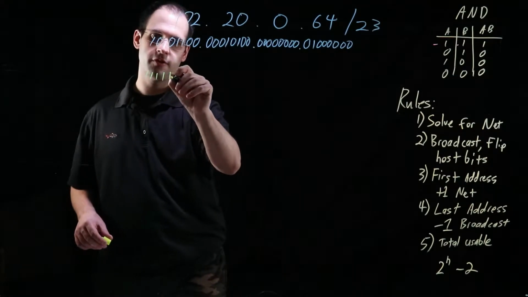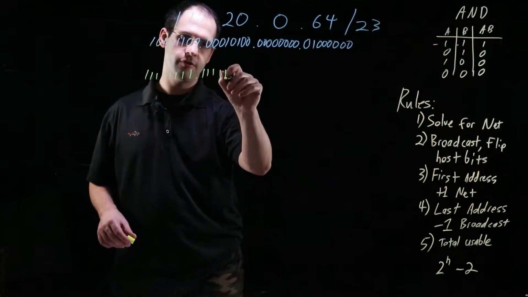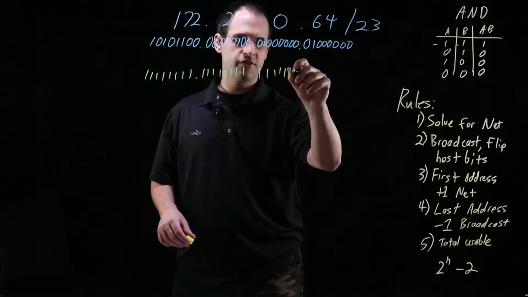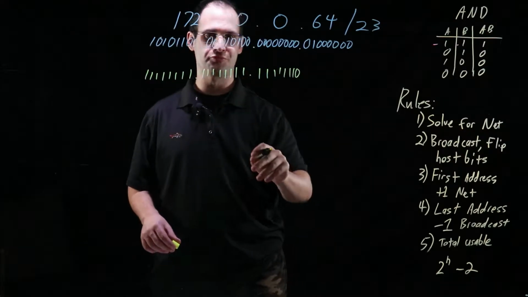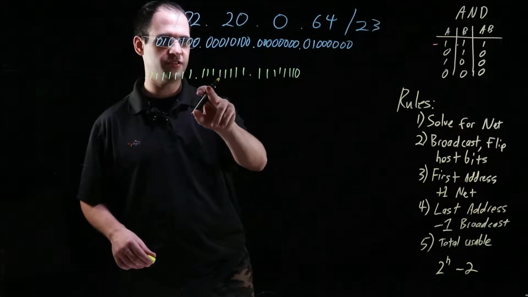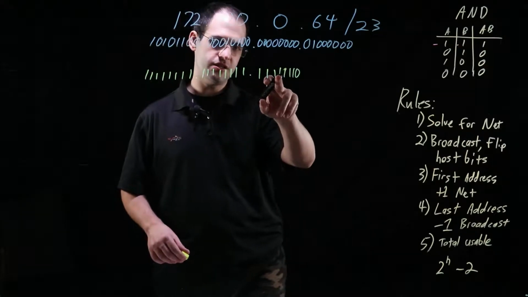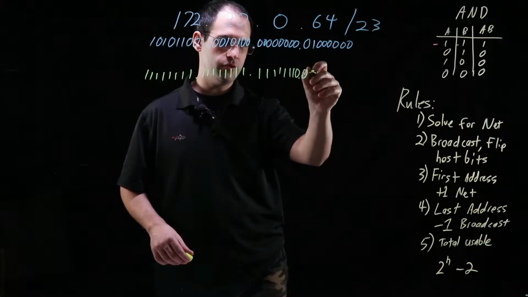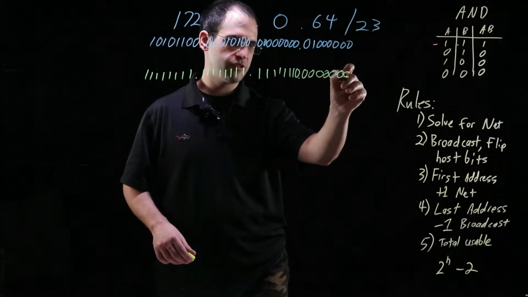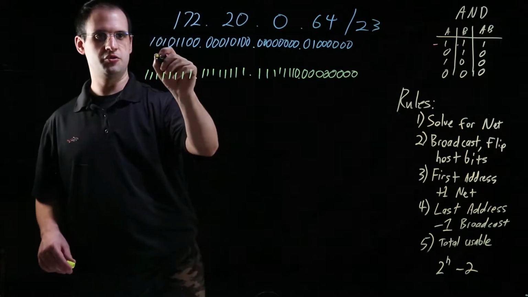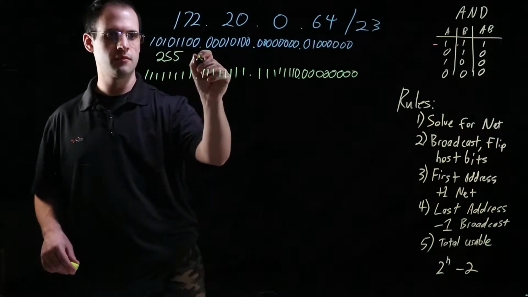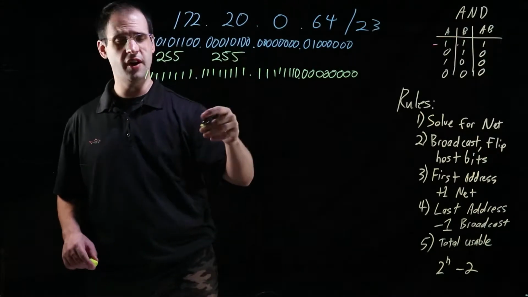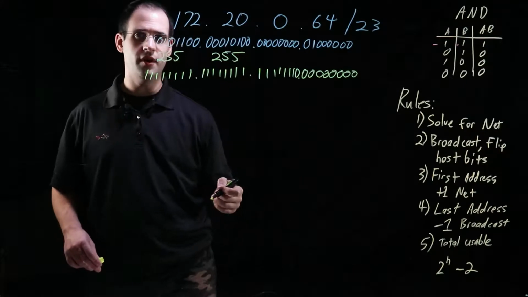So 1, 2, 3, 4, 5, 6, 7, 8. 1, 2, 3, 4, 5, 6, 7, 8. 1, 2, 3, 4, 5, 6, 7, not 8. So 8, 16, and then 17, 18, 19, 20, 21, 22, 23, and then a 0, and then 1, 2, 3, 4, 5, 6, 7, 8. So 255, 255. What's that? Well, it's not 255. It's 7 ones and then a 0.